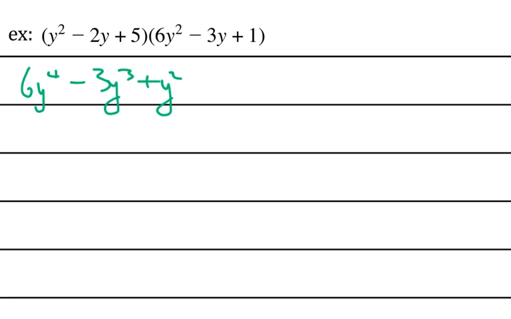Next I'll have this minus 2y hitting everything. So minus 2y times 6y squared is going to be minus 12y squared. Minus 2y times negative 3y is plus 6y squared. A little bit more room for error on these, by the way. Then I have negative 2y times 1, so I get minus 2y.